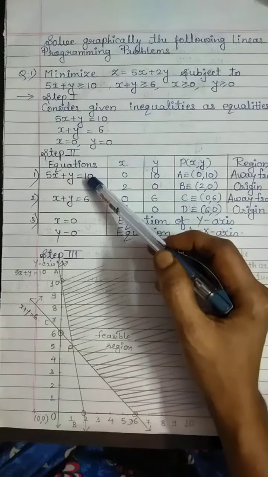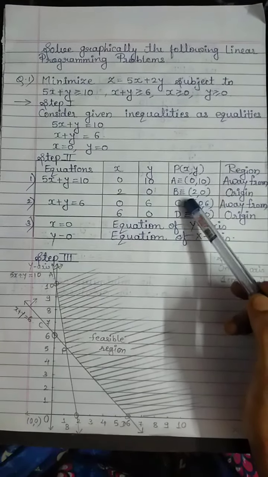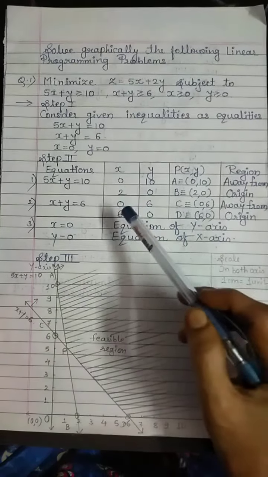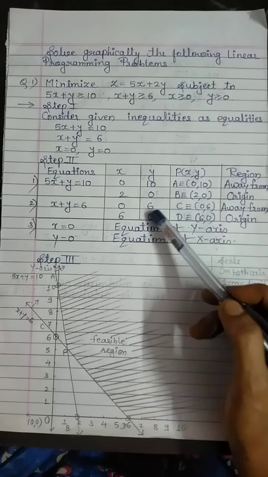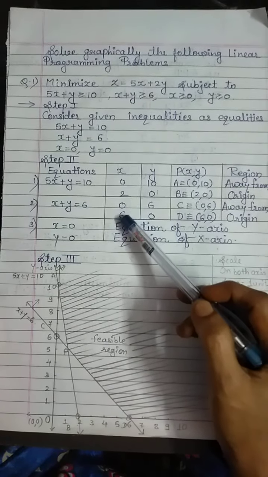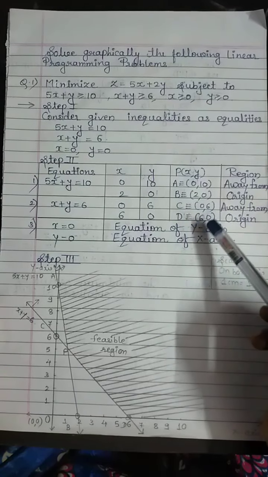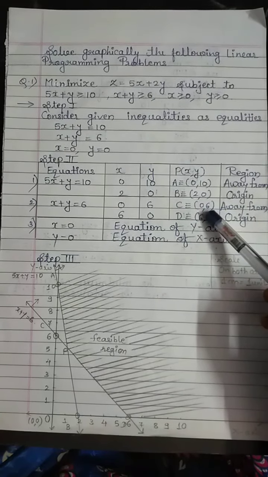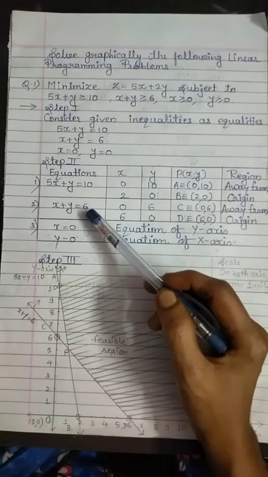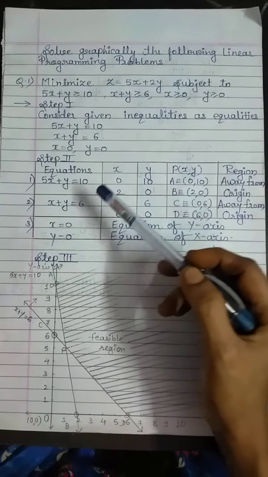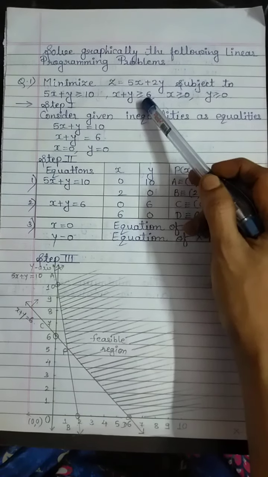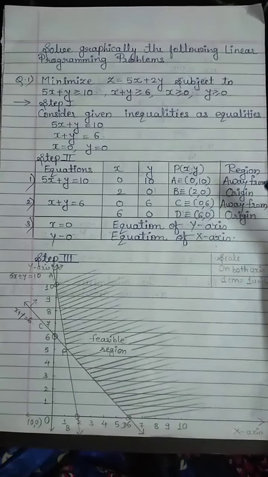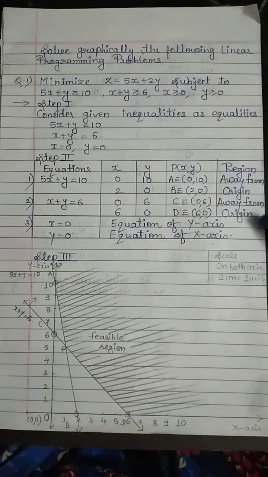Now second equation, x plus y is equal to 6. Now in this equation, once we put the value of x at 0, y is equal to 6. So coordinates of C will be 0, 6. In the same equation, now we will substitute y is equal to 0. So x is equal to 6. So coordinates of D will be 6, 0. So these are the two coordinates of the given line x plus y is equal to 6. Now here also the inequalities are facing towards the variable, so the region will be away from the origin.